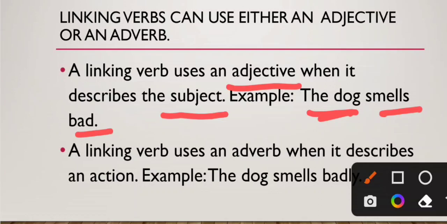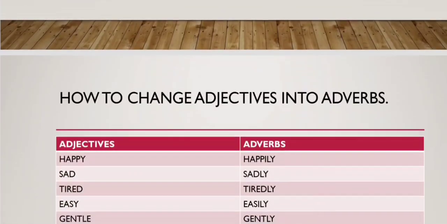A linking verb uses an adverb when it describes an action. The dog smells badly. Now here badly is describing an action, smells. Okay. So here it is an adverb. A linking verb uses an adverb when it describes an action. A linking verb uses an adjective when it describes the subject.